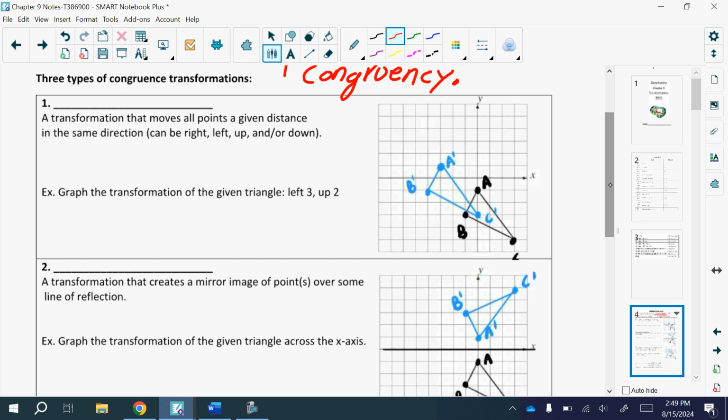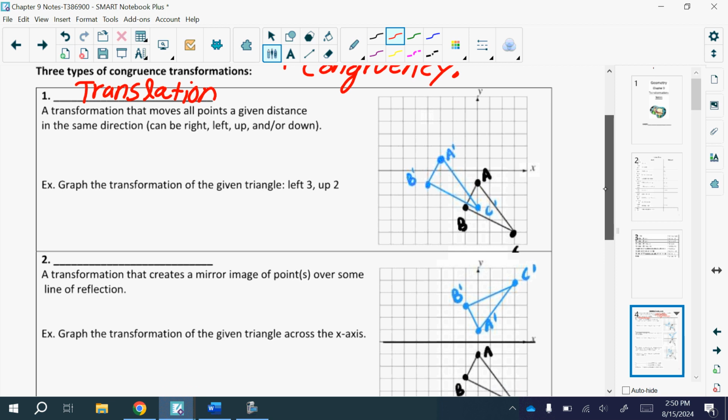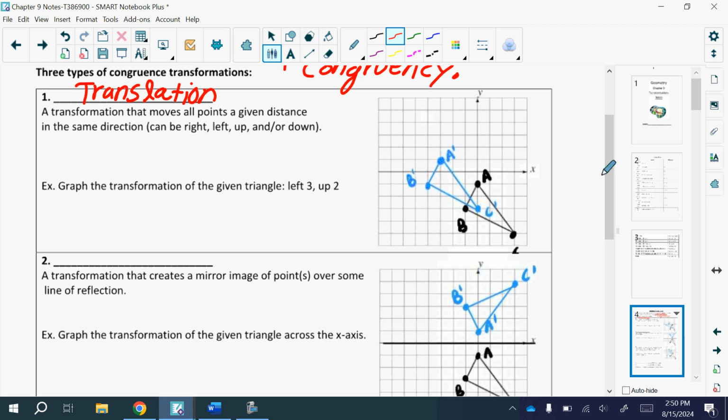So for one, you have a transformation that moves all points a given distance in the same direction, can be left, right, and or up and down. So this is a translation, which is mainly what we're going to focus on today. And you see an example right here. From the black triangle to the blue triangle, we went 3 left and up 2. To get that rule, you can just compare, for example, A and A prime, and try to get from A to A prime, and you'll end up going left 3 and up 2.